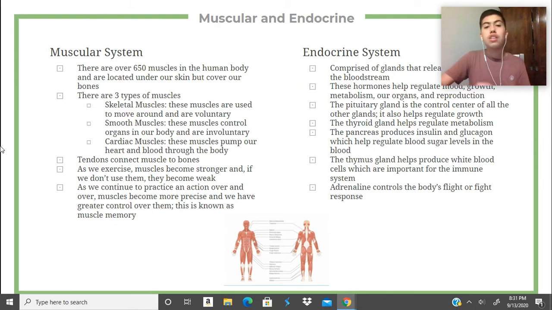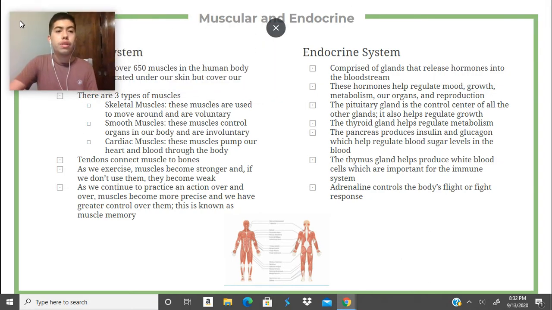And as we continue to practice an action over and over, muscles become more precise and we have greater control over them, which is known as muscle memory. So if you learn to play an instrument or play a sport, the more you practice, the better control you have over your muscles, which is why they say practice makes perfect. The more control you have over your muscles, the better you'll be at the activity you're trying to do.